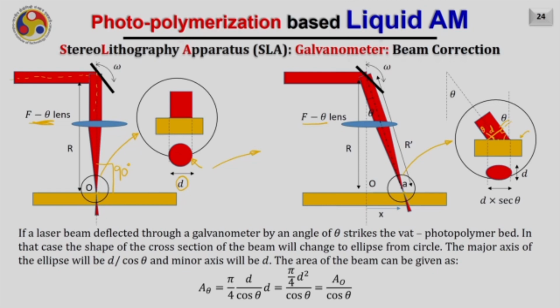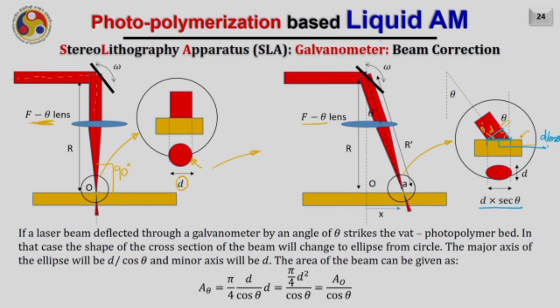So if this angle is theta, I can easily find the length of this particular projection, from here to here. This length will be d upon cos theta if I use this particular triangle. Just look at this triangle, and hence this length will be d by cos theta. In other words, it will be d into sec theta.